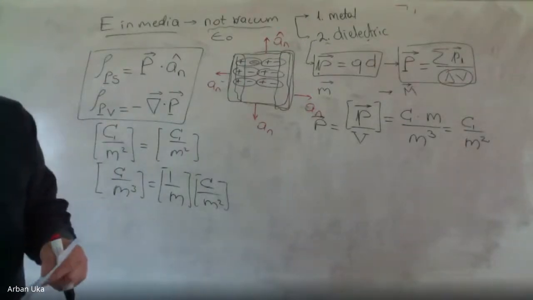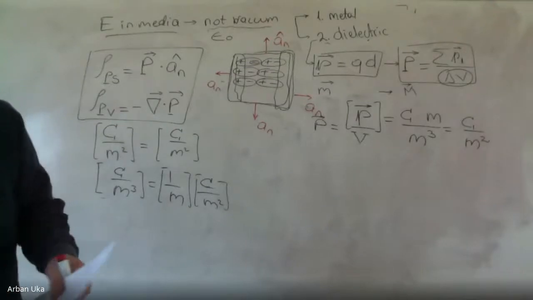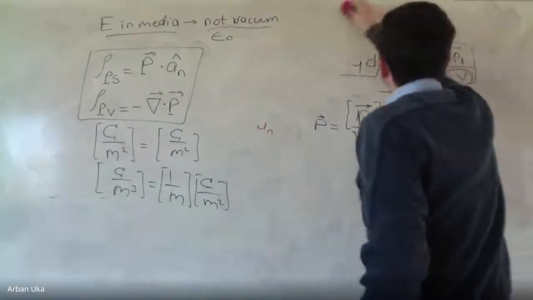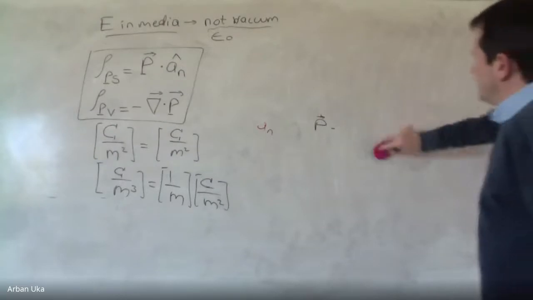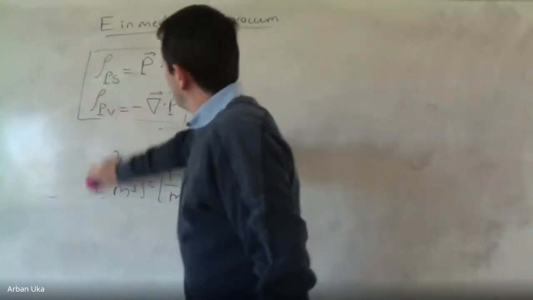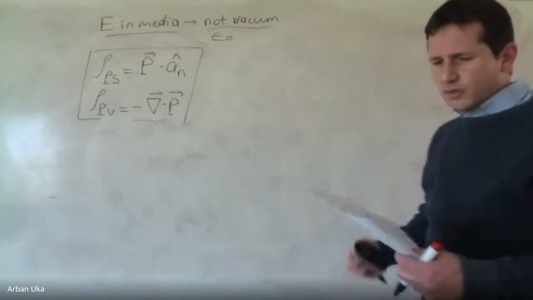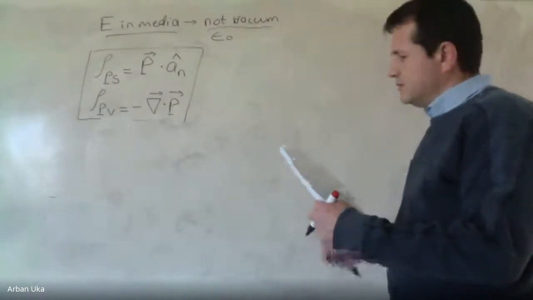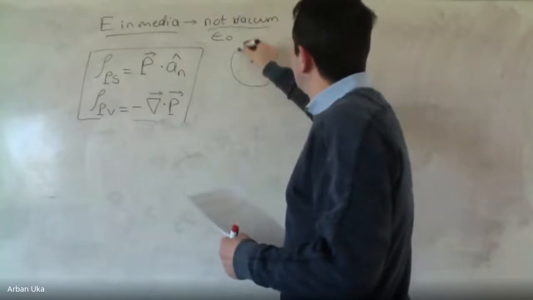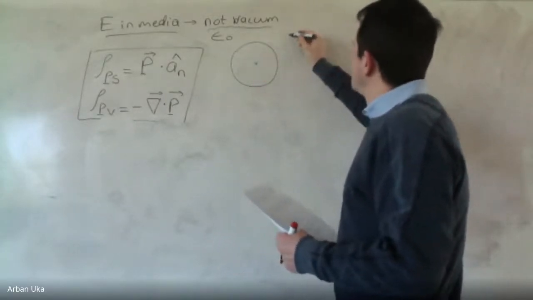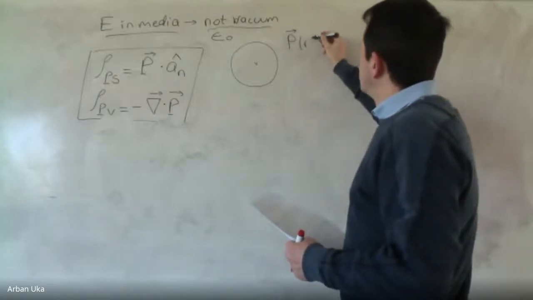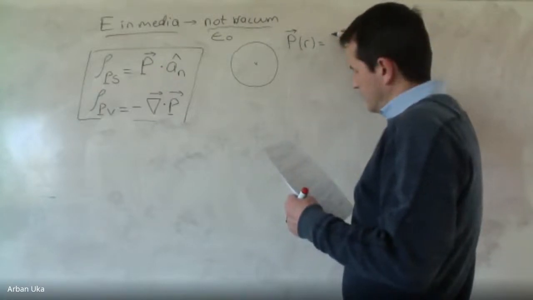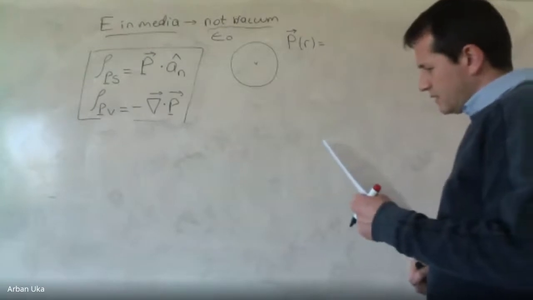I think it's also worth finding a good exercise. So let's take out just the units, and let's assume that we have an example where we have a sphere which has a polarization vector P, which depends on r, on the radius, and is equal to K r.